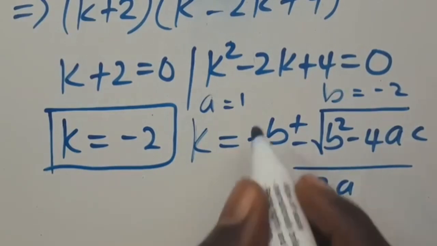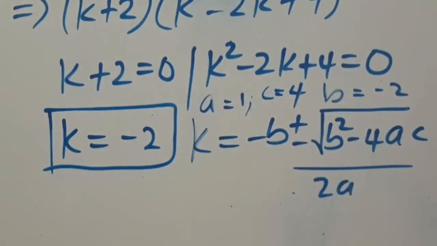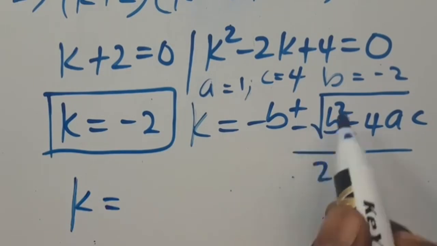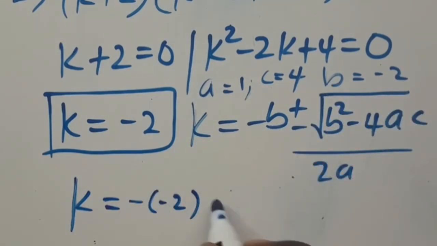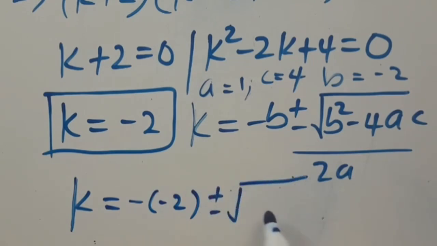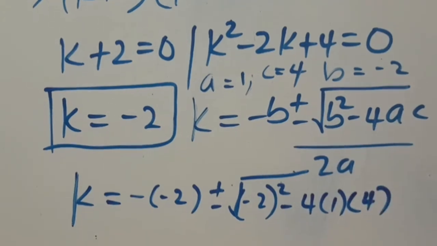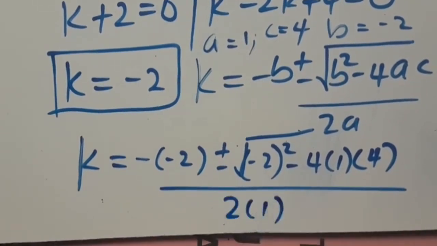Then our c equals 4, this constant. So therefore, from here, we are going to have k equal to minus b, which here will be minus into minus 2, positive or negative, root of minus 2, all in bracket, to the power of 2, then minus 4, multiplied by a which is 1, multiplied by c, our c is 4, then all divided by 2 multiplied by 1.